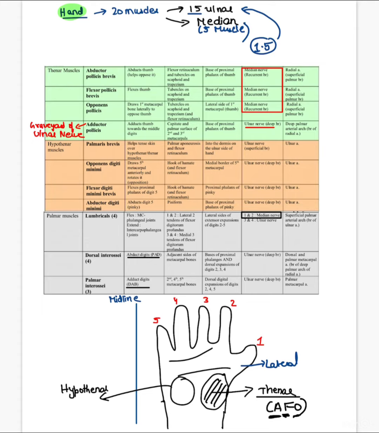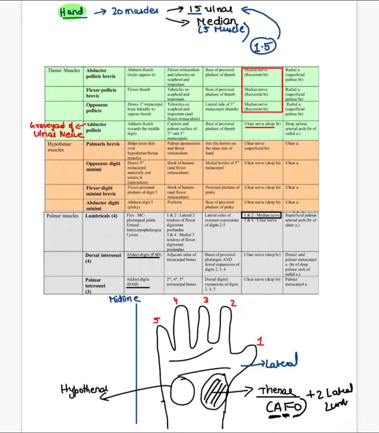Then two more muscles. We have the presence of 4 lumbricals. The first and second lumbricals, the lateral 2 lumbricals, you can remember like this, are supplied by your median nerve. That is 5 done. So the remaining 15, now let's name the 15.